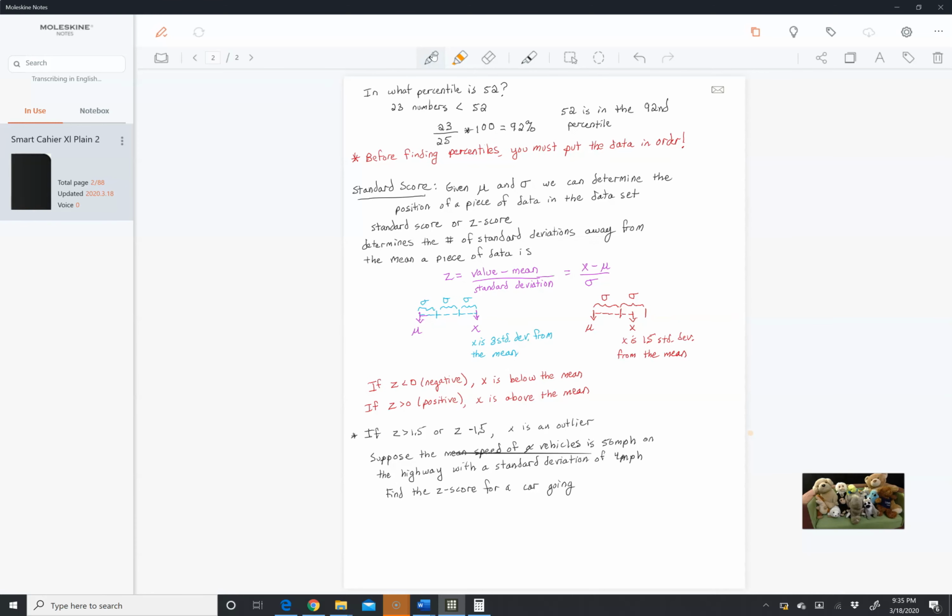So we're going to find the z-score for a car going 62 miles per hour, 47 miles per hour, and 56 miles per hour.